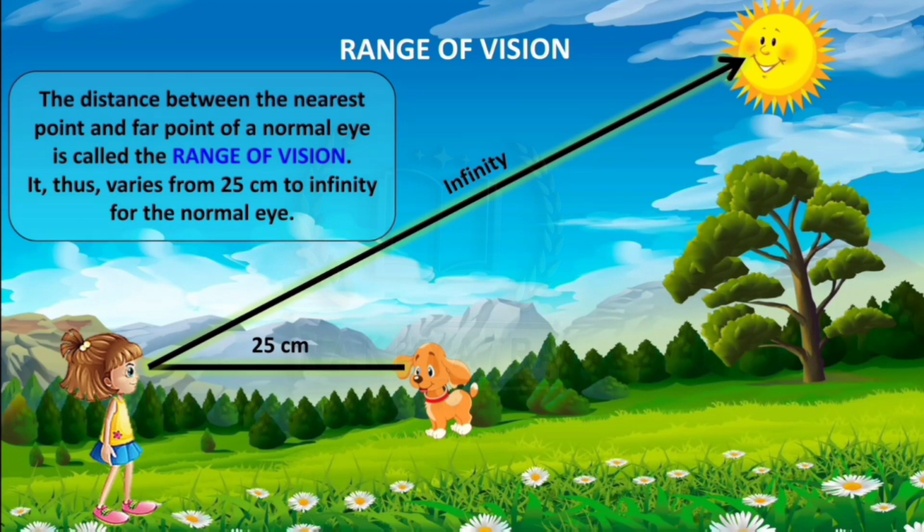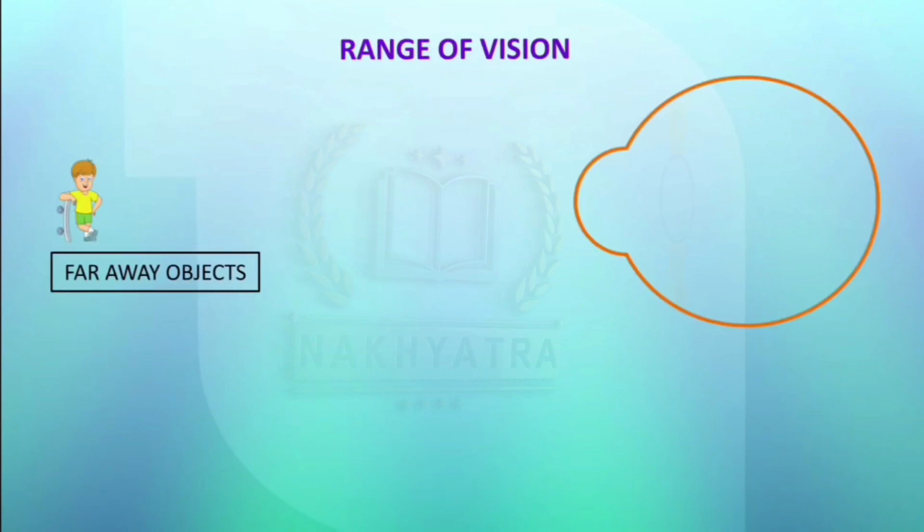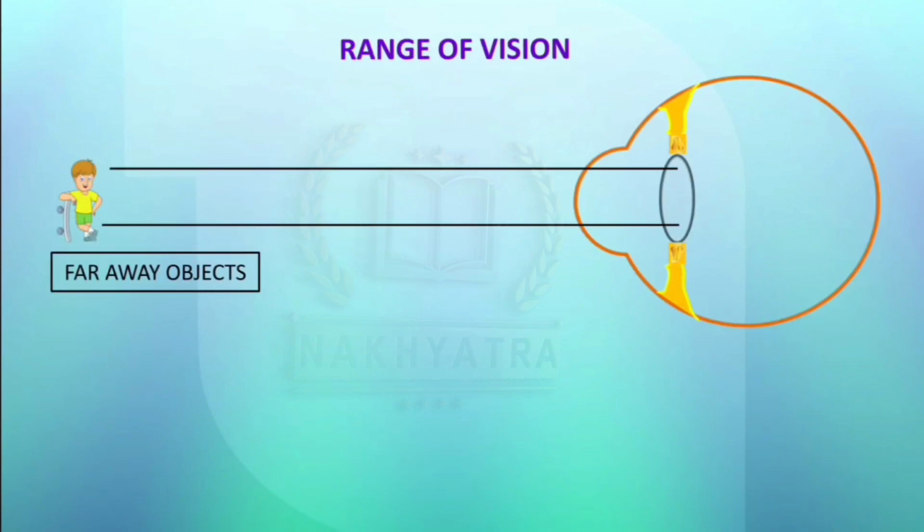The distance between the nearest point and far point of a normal eye is called the range of vision. It thus varies from 25 centimeter to infinity for the normal eye. Now range of vision means the distance between the nearest point and far point of a normal eye. Alright, and it varies from 25 centimeter to infinity for the normal eye. Clear everyone?